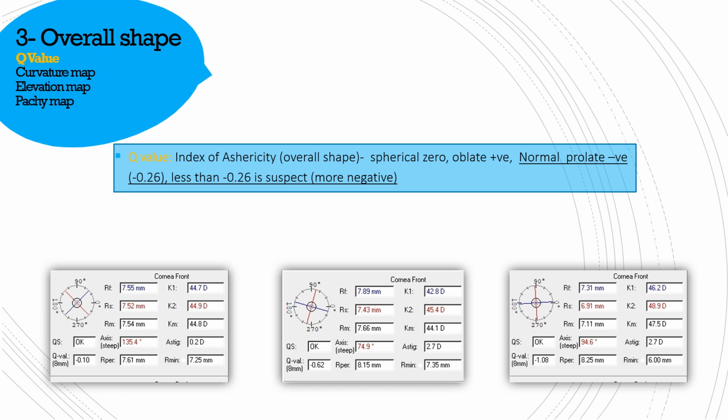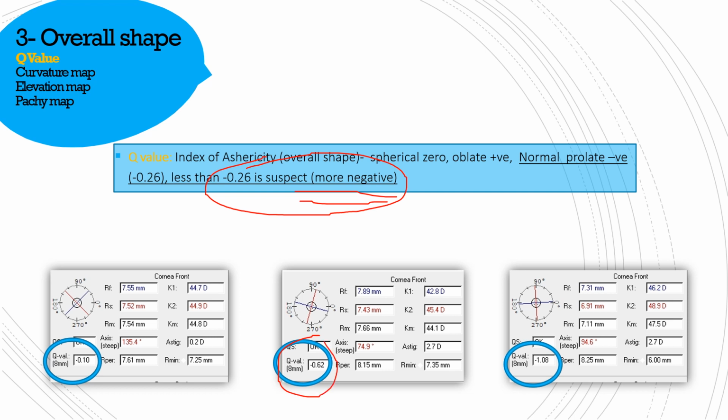Remember, for the overall shape, less than minus 0.26, I mean more negative than minus 0.26, is suspicious. So this one is minus 0.62, so that is suspicious. Minus 1.8 is very suspicious, but minus 0.10 is not suspicious. It is within the normal limits.